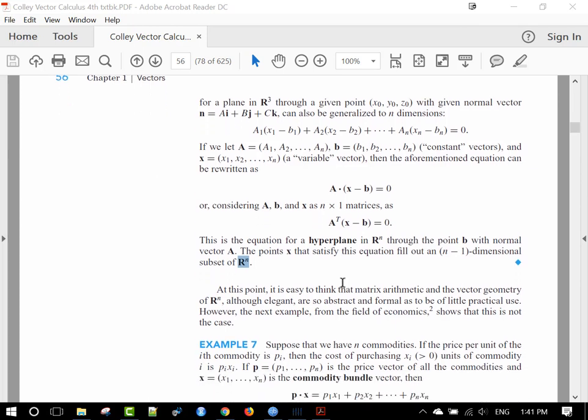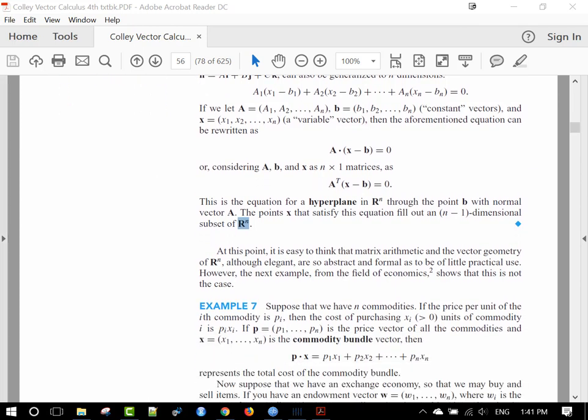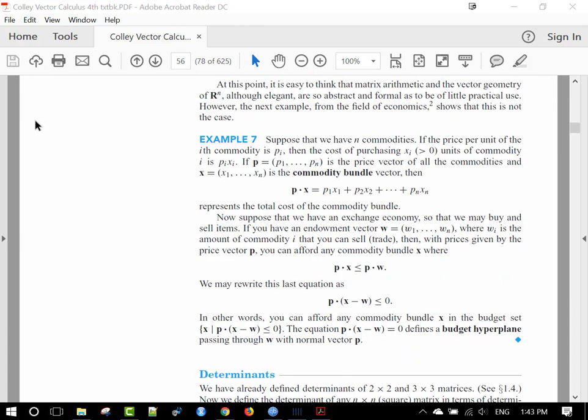Okay, next we're going to do something that's a bit different. We're going to take an application of all of this to economics. So here the example is that we have n commodities, and each commodity has a price, and we'll call the price of the ith commodity P sub i.